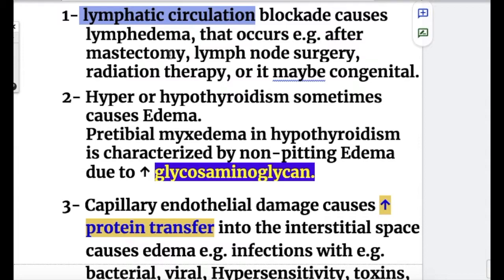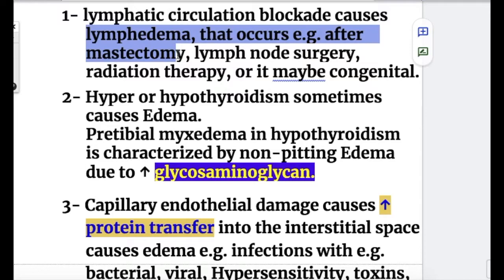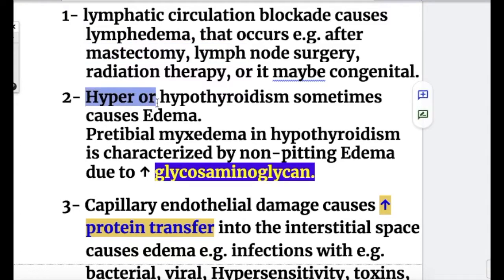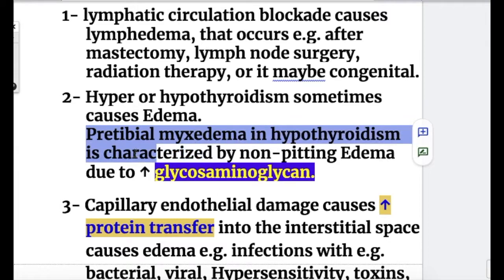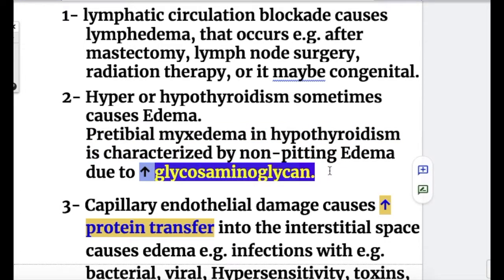Now number 1, lymphatic disorders causing non-pitting edema. The lymphatic circulation blockade causes lymphedema that occurs, for example, after mastectomy, lymph node surgery, radiation therapy, or it may be congenital. So after mastectomy, it may be due to block of the lymphatic vessel. Number 2, hyper or hypothyroidism sometimes causes edema which is non-pitting. Pretibial myxedema in hypothyroidism is characterized by non-pitting edema. And why? Due to increased glycosaminoglycan.